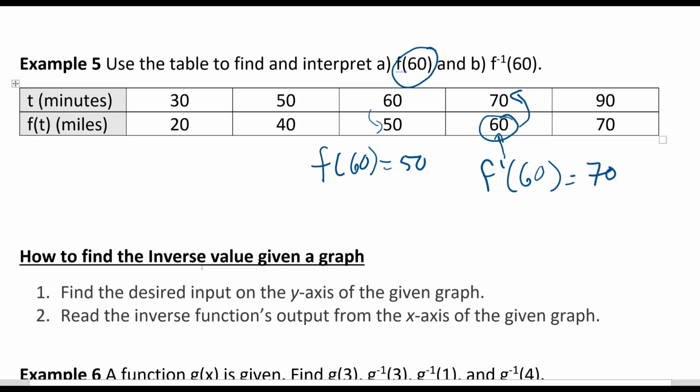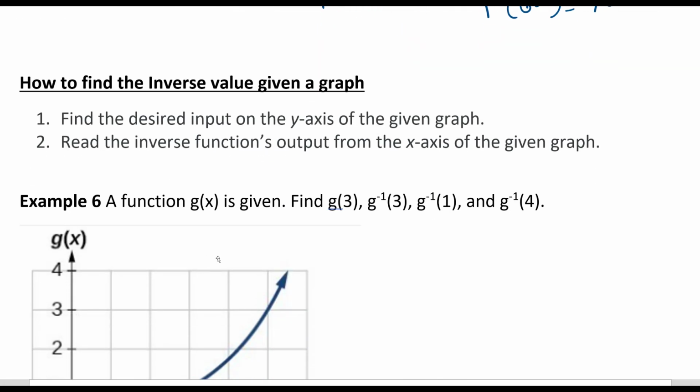How to find the inverse value given a graph. You're going to find the desired input on the y-axis of the given graph, and then read the inverse function's output from the x-axis.